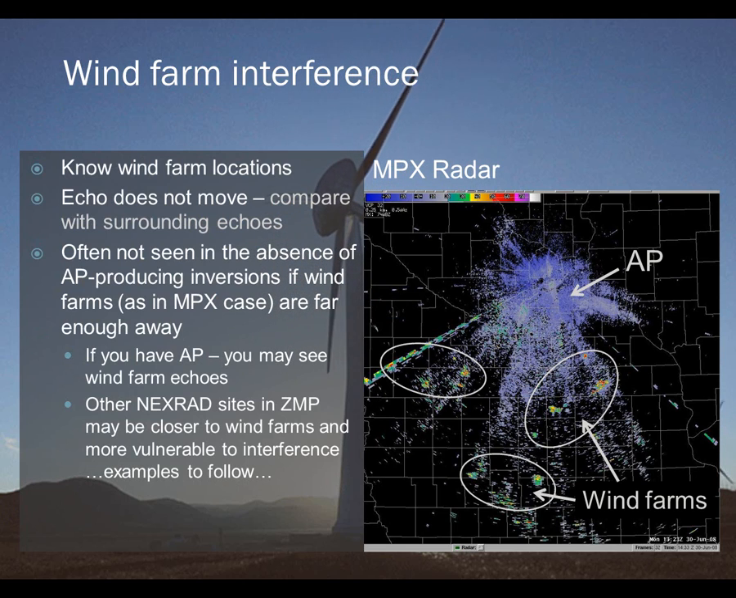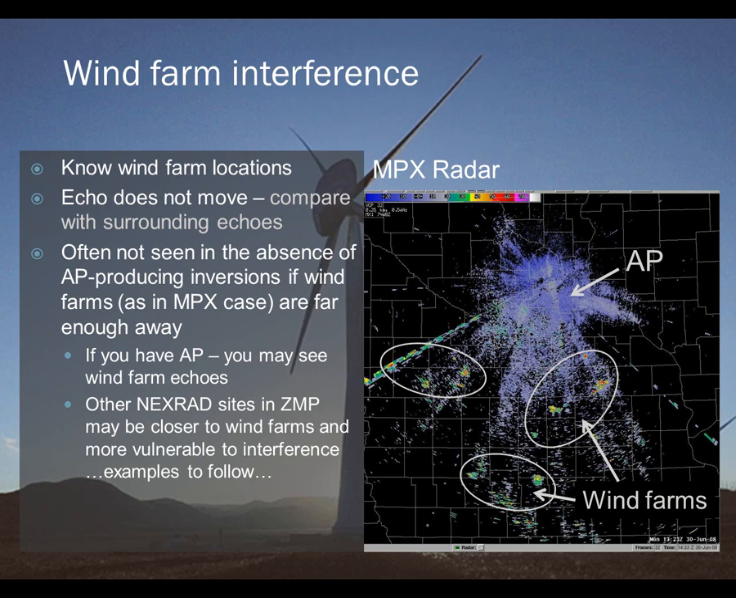It's important to note that the echo does not move. You need to compare the echo that you're seeing with surrounding echoes. And the fact is that these are often not seen in the absence of AP producing inversions if the wind farms, as in the Minneapolis case, are far enough away. If you have AP, you may see wind farm echoes. If you don't, chances are you will also avoid that interference.